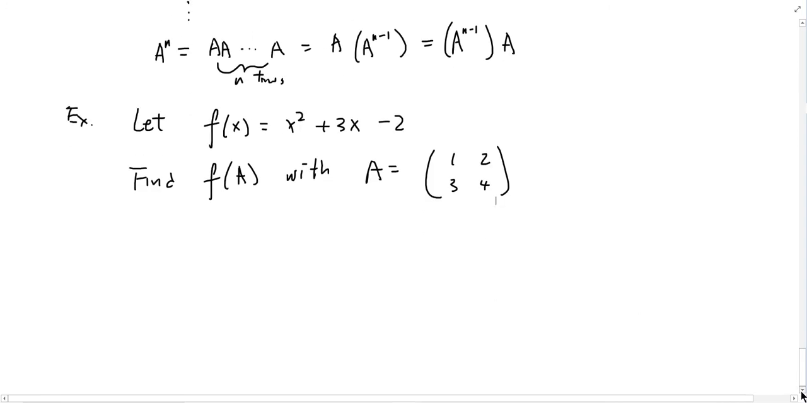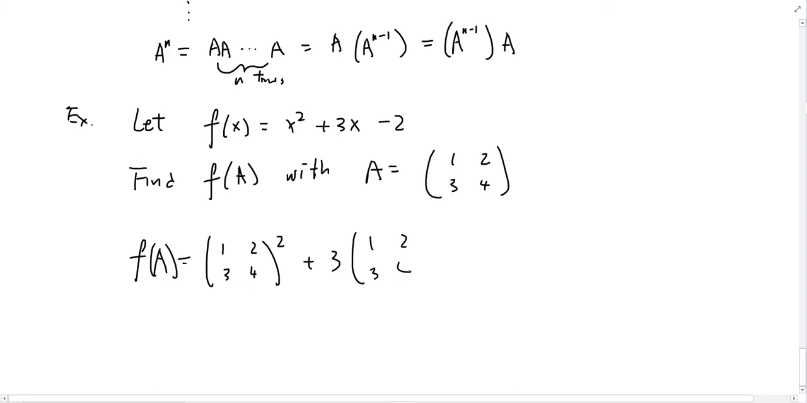So what I do is simply do exactly what the problem asks you to do. I'm going to do f of matrix A, which basically means 1, 2, 3, 4, raised to the second power, plus 3 times 1, 2, 3, 4, minus 2. Now here comes the important part, so pay attention. Notice that what I have here in the beginning is 1, 2, 3, 4, raised to the second power. Since it's a 2 by 2 matrix, when I raise it to the second power, I will also get a 2 by 2 matrix. 3 times 1, 2, 3, 4 would also be a 2 by 2 matrix.